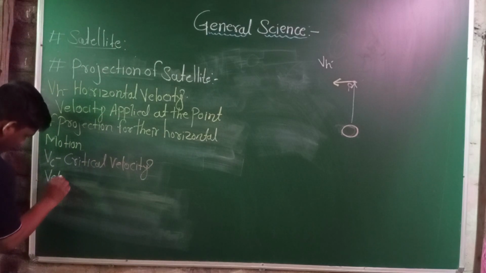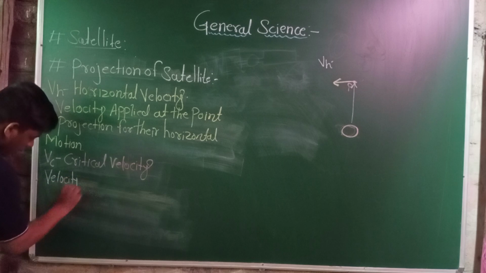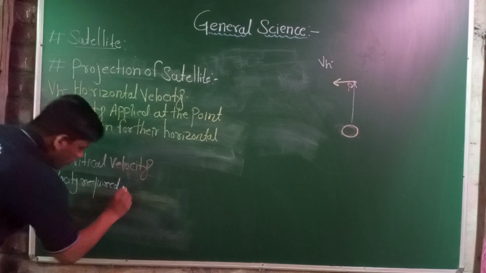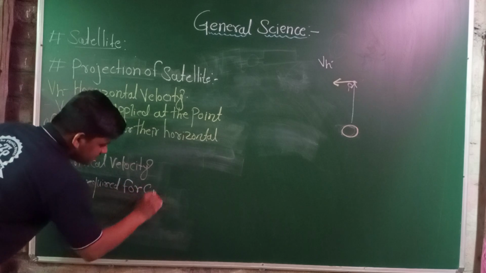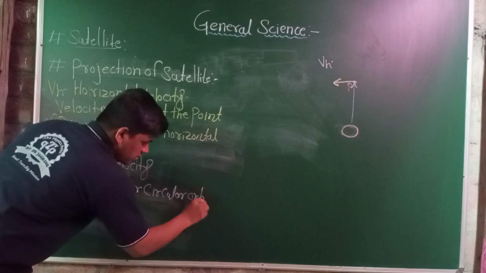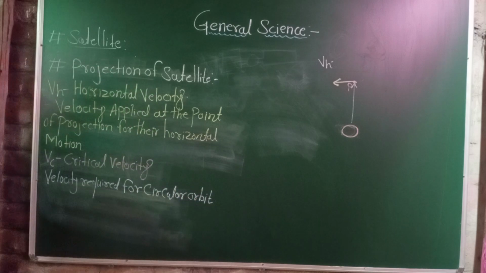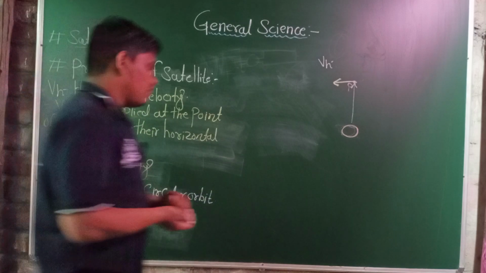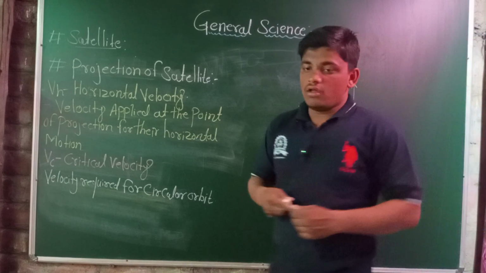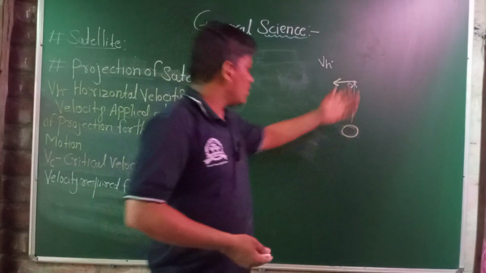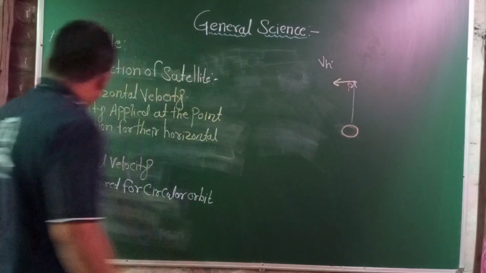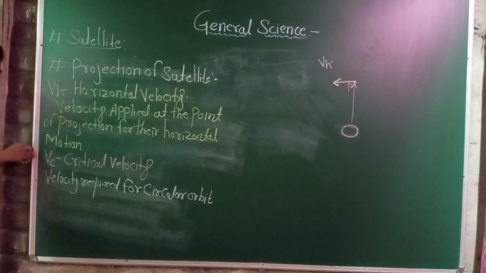Velocity required for circular orbit is known as the critical velocity. The velocity of the satellite which is required to revolve around the earth's surface in circular orbits is called the critical velocity.